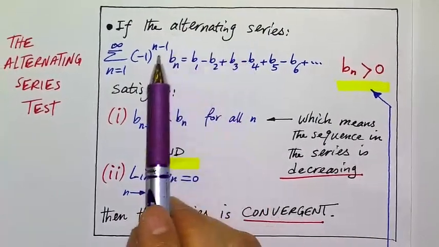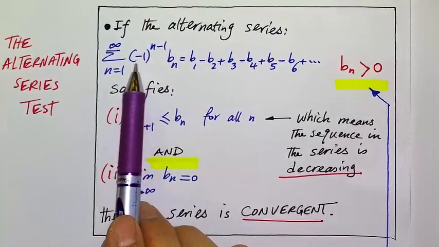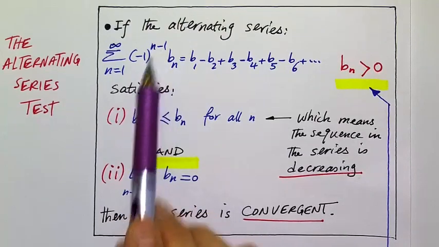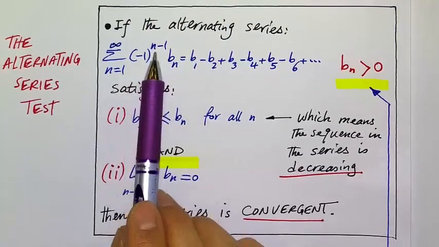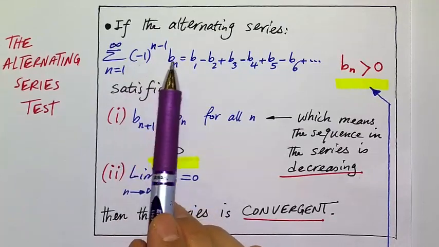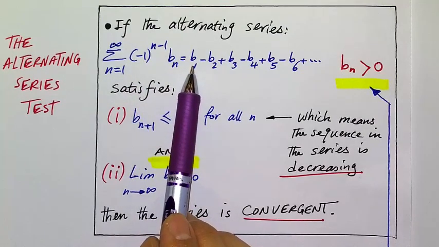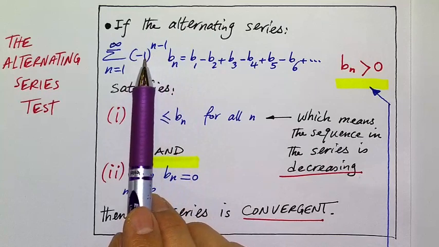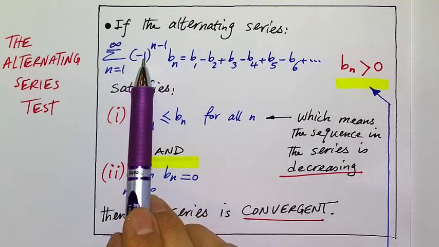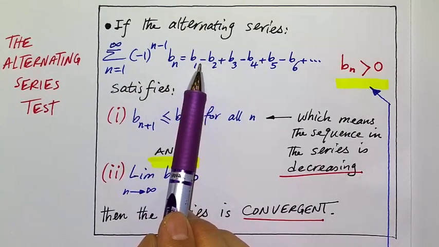Oftentimes, alternating series are written specifically in this form, -1 to some power, in this case n minus 1. If n equals 1, we get power 0, and -1 to the 0 power is just 1, which is positive. So you can see the first term is positive. If n is 2, then we get -1 to the first power, which means the minus is preserved, so the second term is negative.